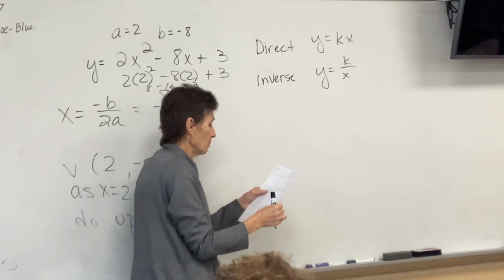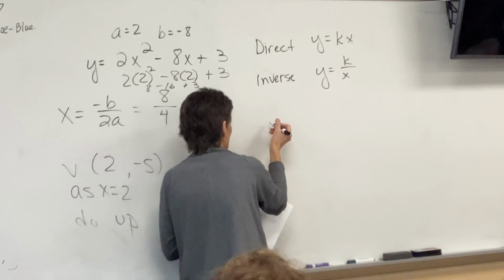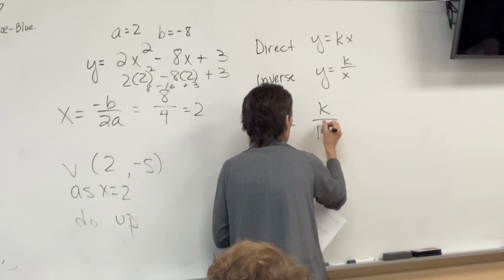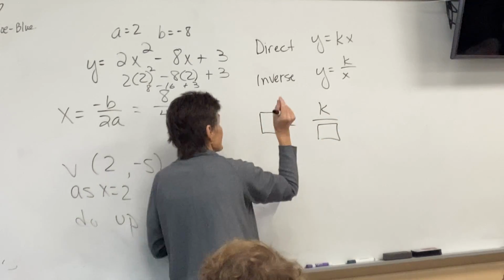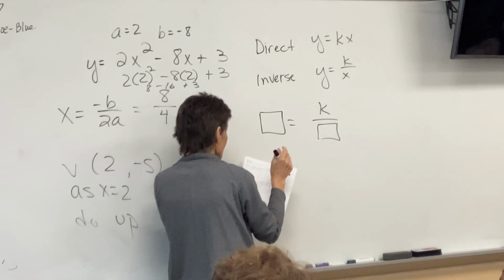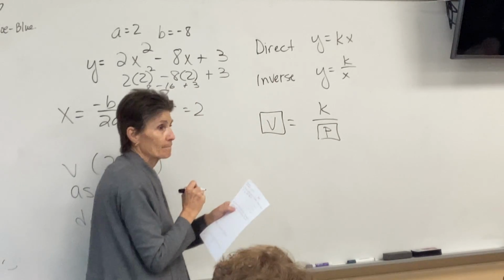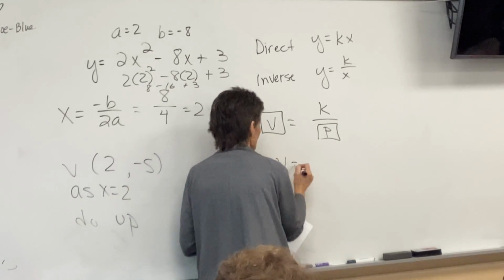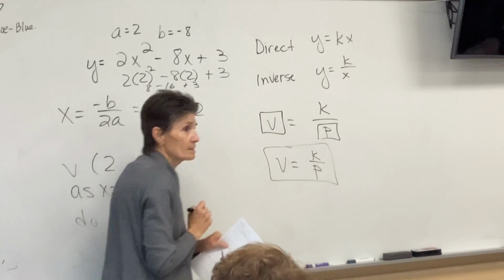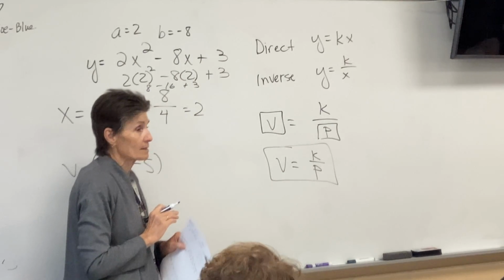This particular problem is inverse. So it says volume, and when I did this before, I was using boxes. You don't have to use the boxes, but when it says inverse, that's your format. And your variables are volume and pressure. So our equation we're going to use is V equals K over P. That is going to be our setup. All right, is this coming back to you? It's been a couple of weeks.